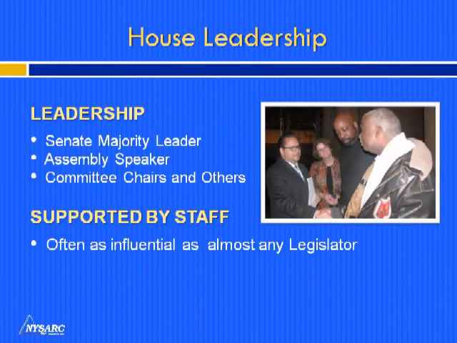Each House has its leadership, the Senate Majority Leader and the Assembly Speaker, as well as numerous other leaders and committee chairs. The elected members are supported by numerous staff, many who are as influential as almost any legislator.